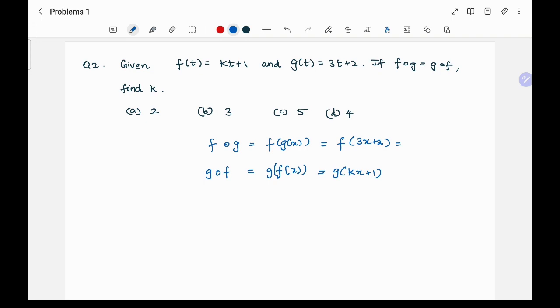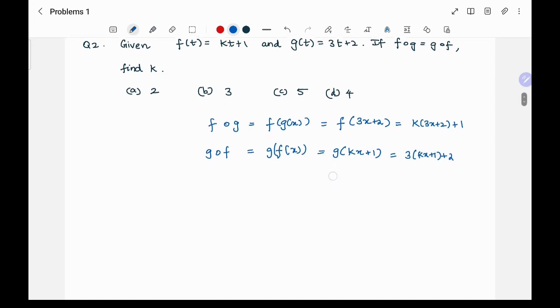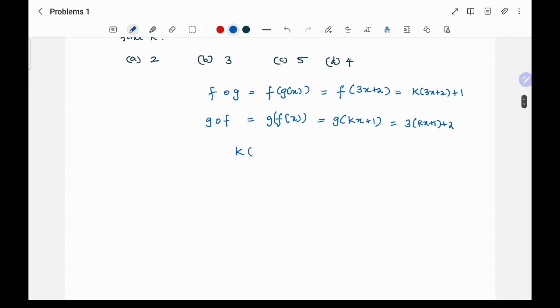So f of 3x plus 2 is nothing but k into (3x plus 2) plus 1, and g of kx plus 1 is nothing but 3 into (kx plus 1) plus 2. They are saying these both are equal. So k into (3x plus 2) plus 1 is equal to 3 into (kx plus 1) plus 2. So let's multiply inside.